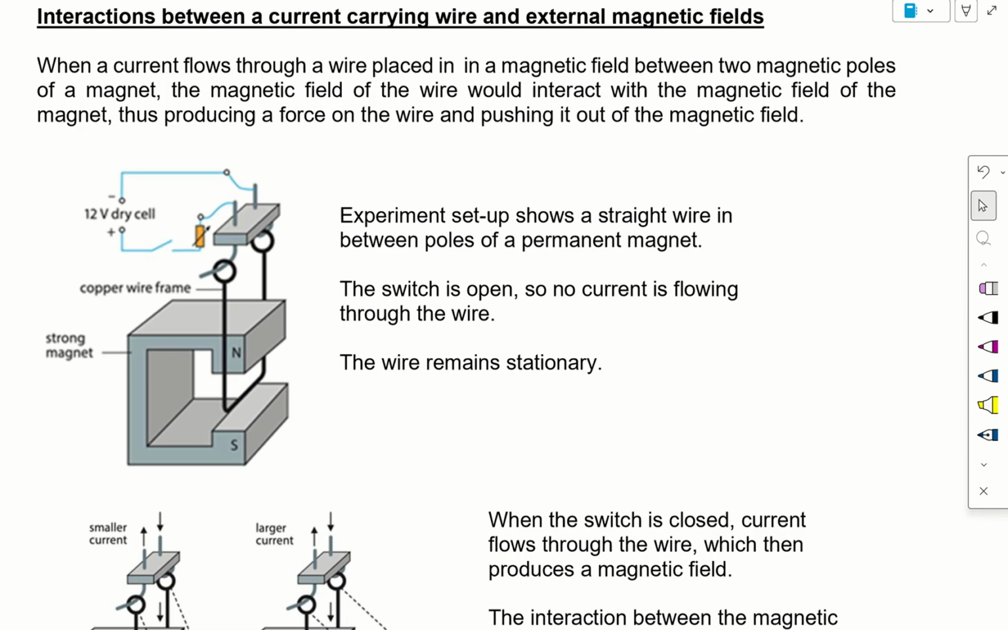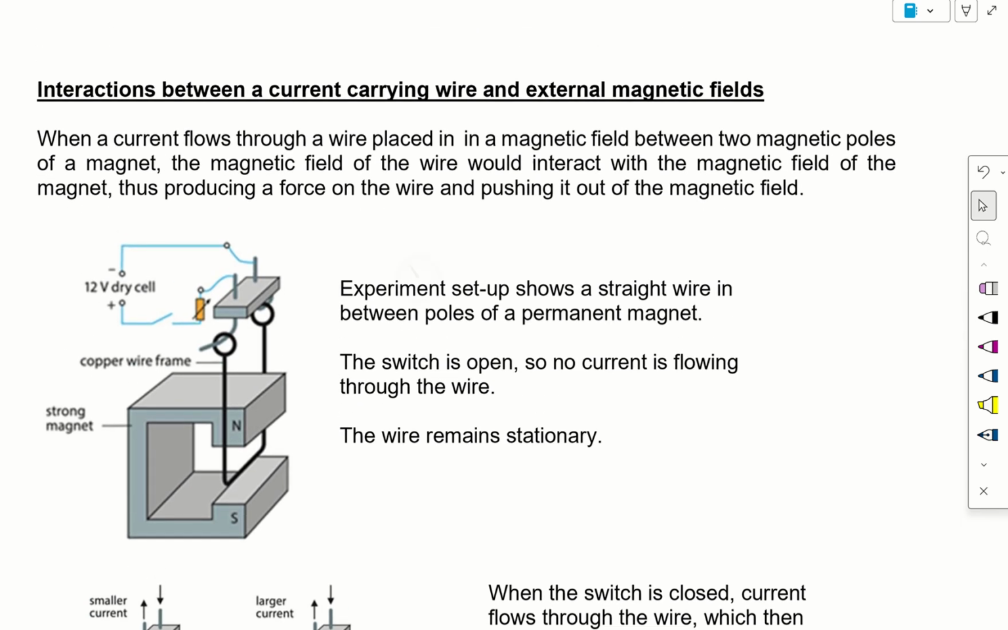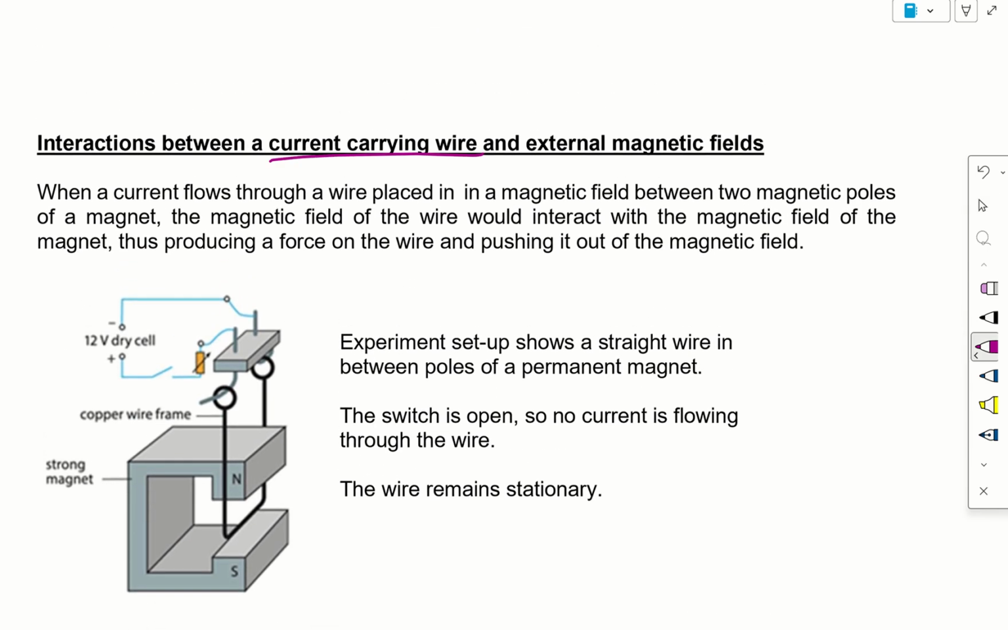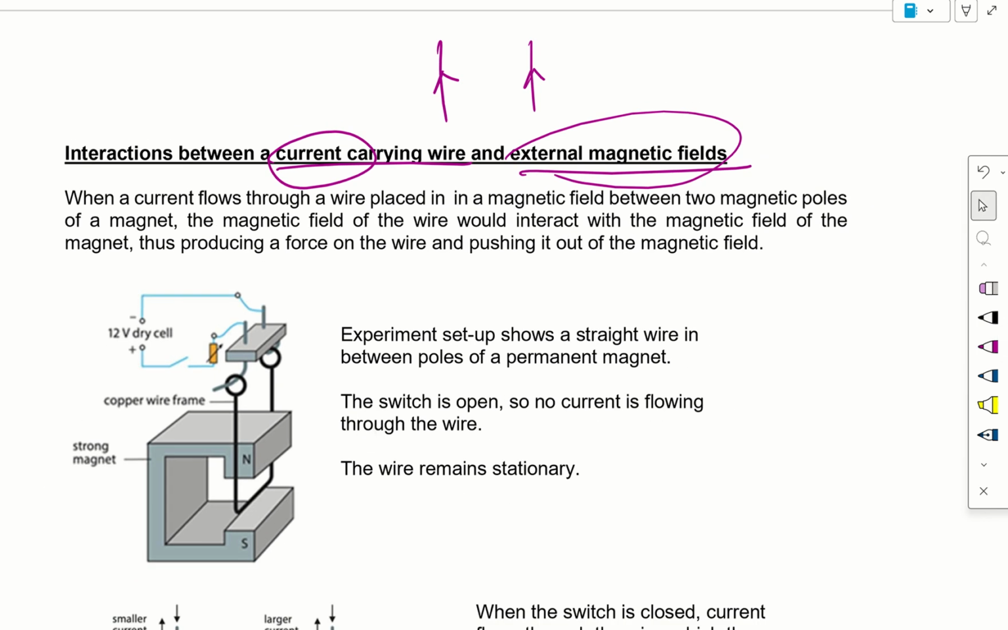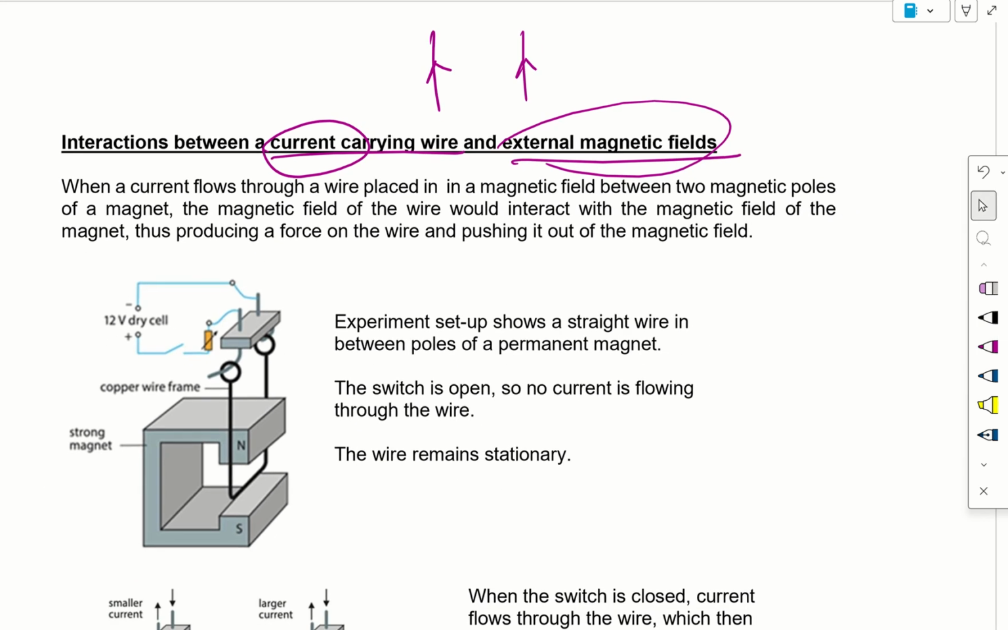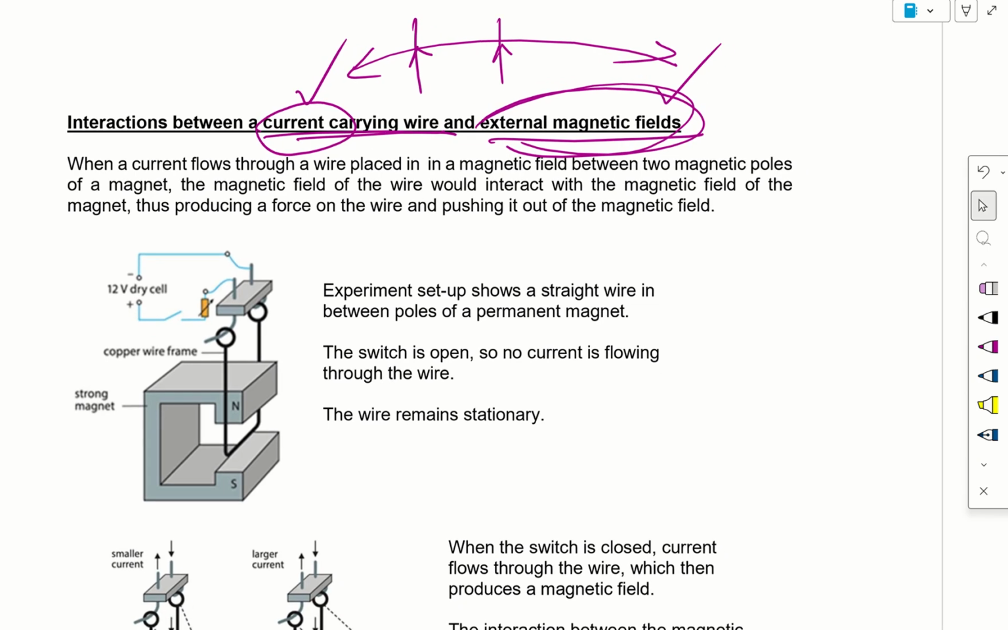Okay, then what happens if I have a current carrying wire and an external magnetic field? So just now we did actually two wires that have current flowing through them. Now we are doing one wire carrying current, and it is now placed inside an external magnetic field. So this current carrying wire will produce a magnetic field, and this external magnet, of course, also has a magnetic field. So due to the interactions between the magnetic fields, okay, then there will be a force.